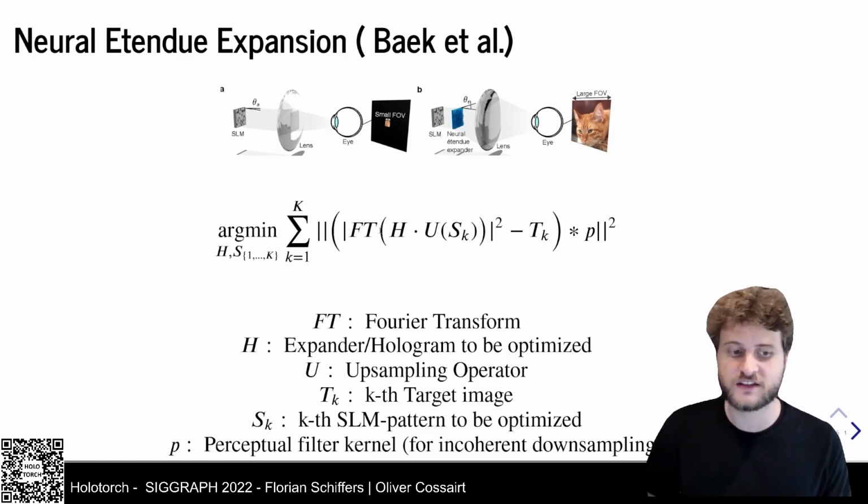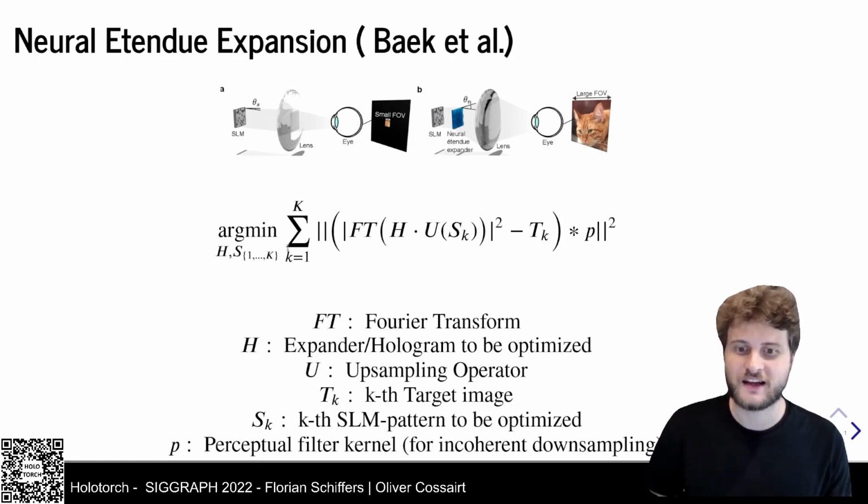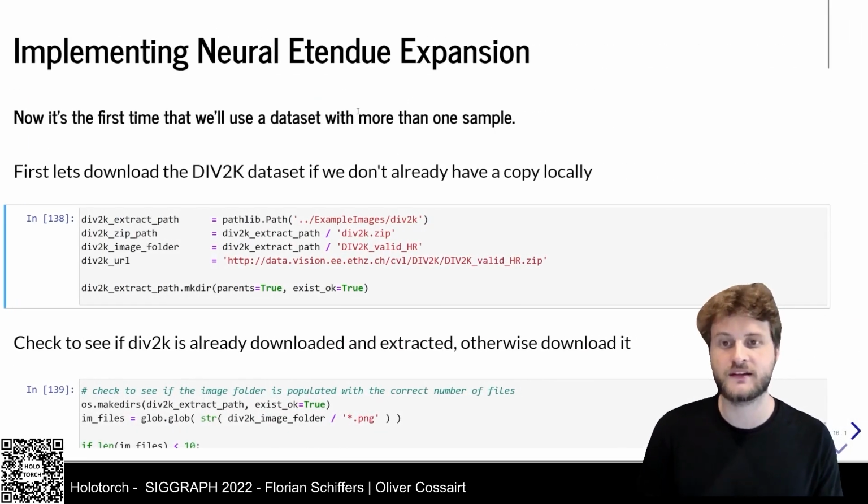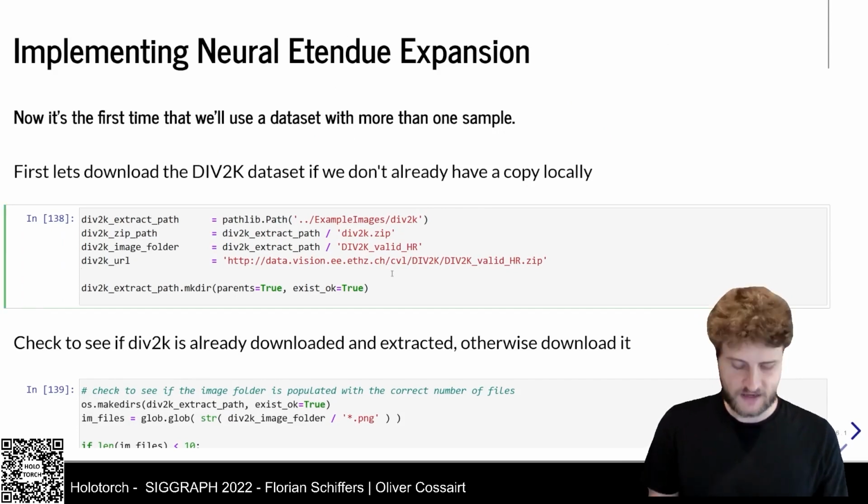The cost function stays very much the same, but now we optimize for k different images. So we have to optimize for k different SLM patterns. And at the same time, we optimize for one static hologram H. Let's see how we can implement this in HoloTorch. First, we have to use a data set.